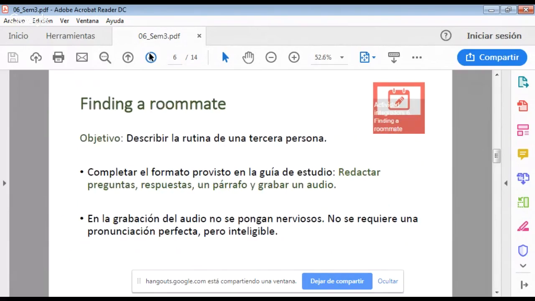¿Ok? Now, this is a second integrated activity. The name of this activity is finding a roommate, okay?